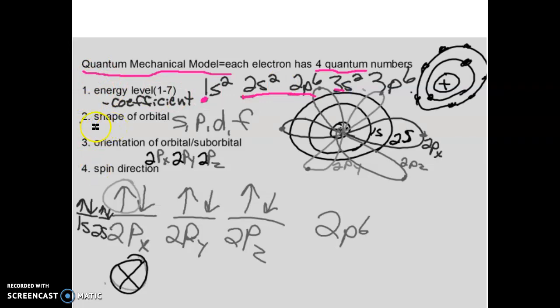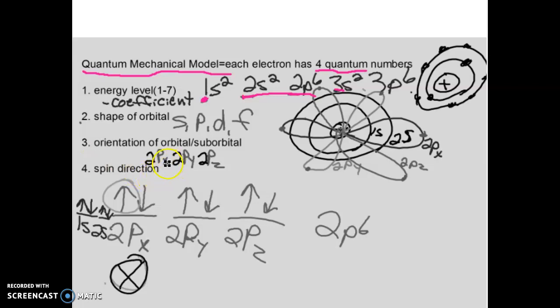Then the second quantum number is the shape of the orbital. And we said S, P, D, and F all have a different shape. The S orbitals are spherical. P, D, and F are all kind of dumbbell shaped, but slightly different. So those are the different shapes. So that's the second quantum number. We said there's 4. The third one is the orientation.